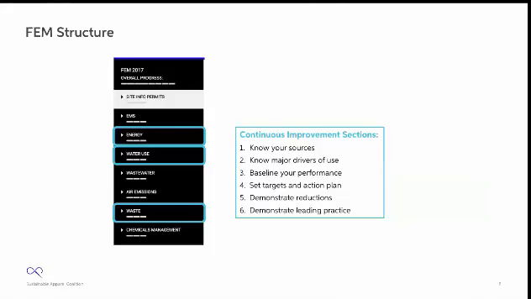The first category is called continuous improvement sections. That covers the energy, the water use, and the waste sections. These are really your standard performance improvement journey sections where you understand the sources and how much of those resources you're consuming at your facility, baselining your performance and understanding where you are today in how much, for example, energy you're using at your facility site. And from there, setting targets and an action plan to drive reductions in the use of those resources.